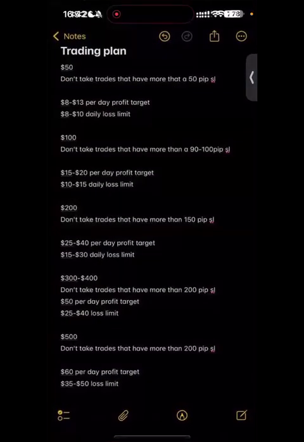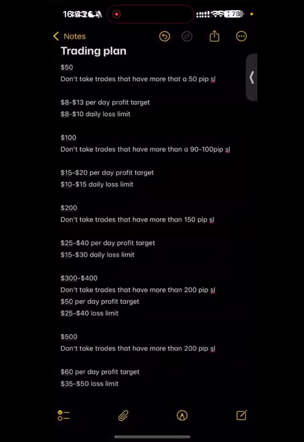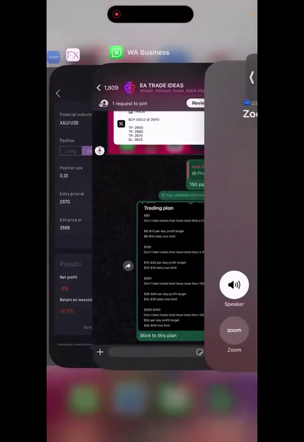So you don't want to be taking trades that have more than 150 pip SL. So it's $5 to $40 daily targets. That's what you should set for yourself. $15 to $30 daily loss limits. That's what you should also set for yourself. Then $300 to $400: don't take trades that have more than 200 pip SL. $50 per day profit target, $25 to $40 daily loss limits. $500: don't take trades that have more than 200 pip SL as well.